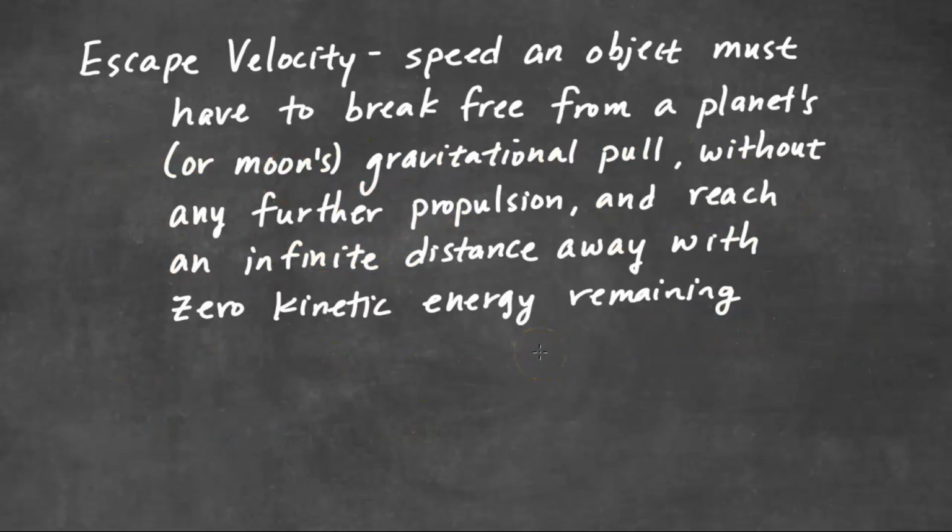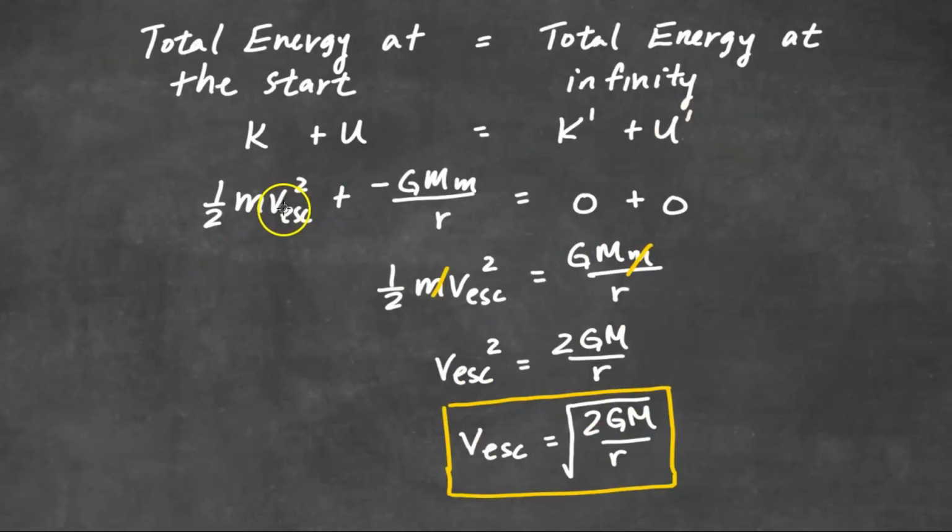Next, I would like to derive an equation for escape velocity, but before we do that, I would like to define escape velocity. So escape velocity is the speed that an object must have to break free from a planet's or a moon's gravitational pull without any further propulsion and reach an infinite distance away with zero kinetic energy remaining.